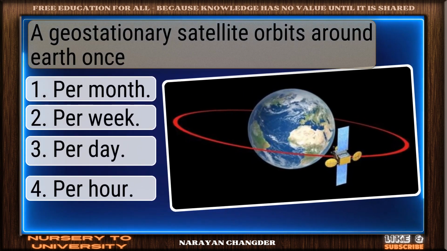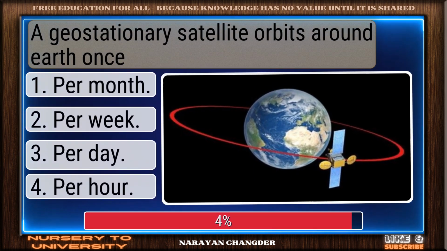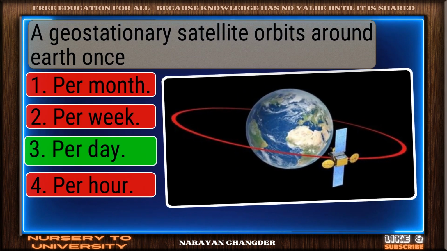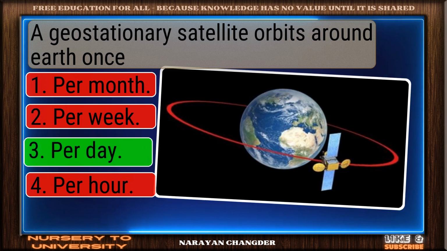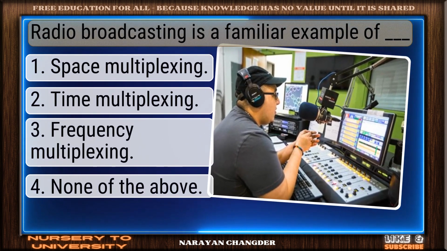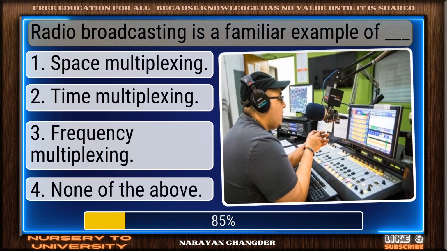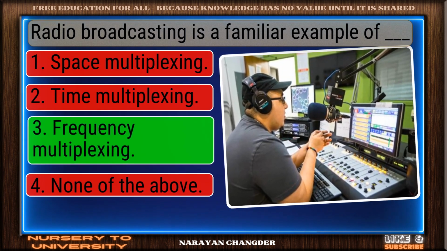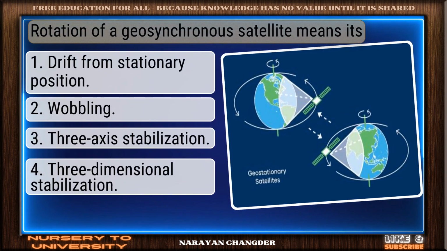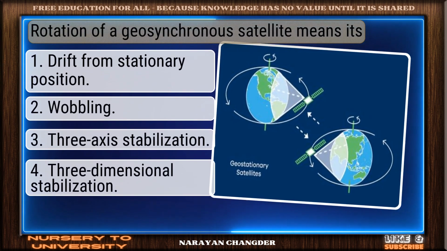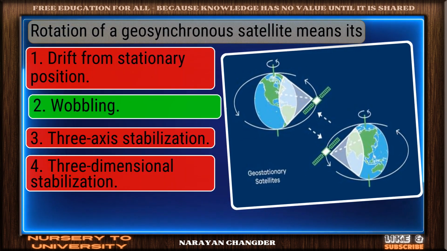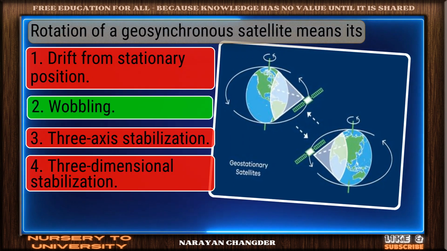A geostationary satellite orbits around Earth once. Well picked. Per day is the correct answer. Radio broadcasting is a familiar example of dash. Solid response. Frequency multiplexing is a valid choice. Rotation of a geosynchronous satellite means it's. Bravo! Wobbling is the answer.